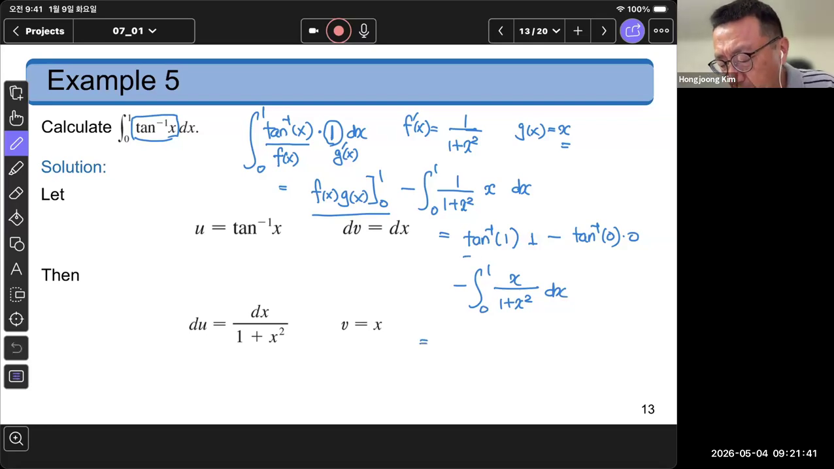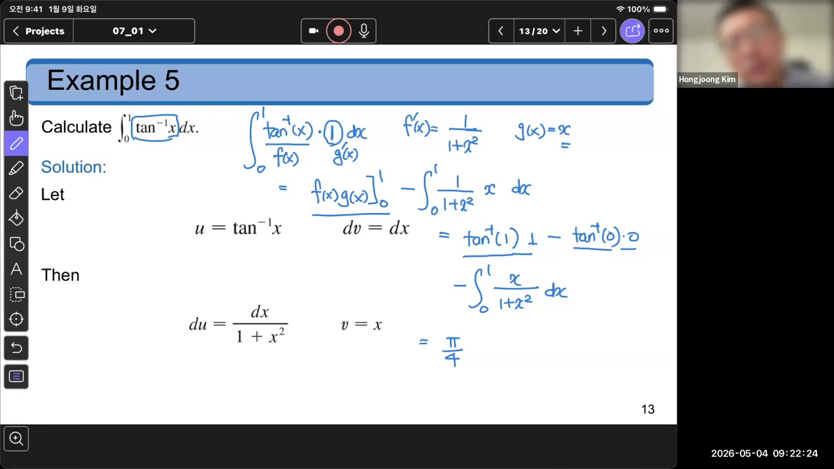Now, what is arctangent of 1? We need to find the angle whose tangent value is 1, and the angle to have 1 as the tangent value will be the quarter pi. So arctangent of 1 will be quarter pi, times 1 will be quarter pi. Now arctangent of 0 is 0, multiplied by 0 is definitely 0, so the second term is 0.